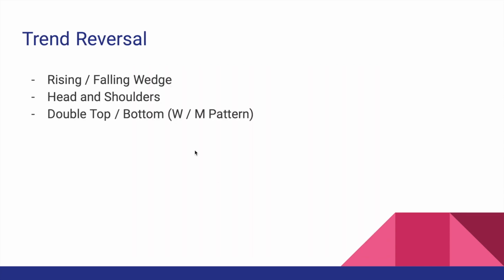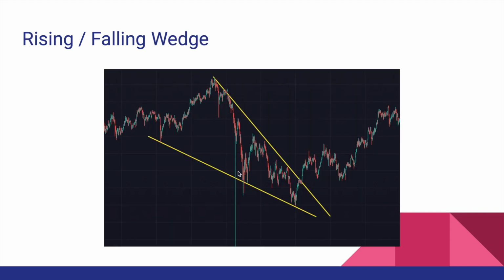We move on to the next part, trend reversal. So there are 3 types of trend reversal: wedges, head and shoulders, and double top or double bottom na kinoconsider din natin as W or M pattern. So this pattern is an example of a falling wedge. As you can see, pababa ang price action niya, pero nung na-break siya, nag-reverse yung trend. So that is a trend reversal. So this is why we look at falling wedge. It's because they can change the trend from a bearish action to a bullish action.